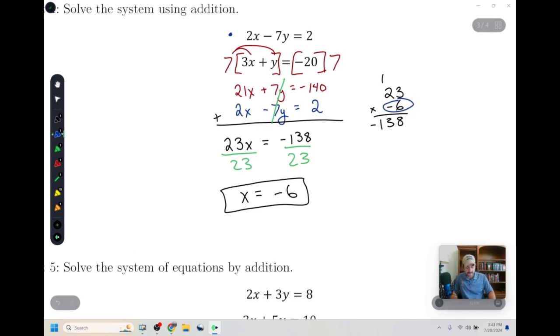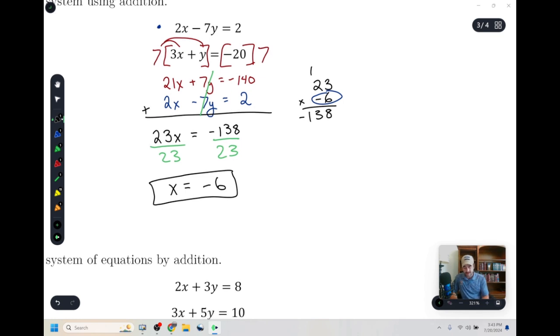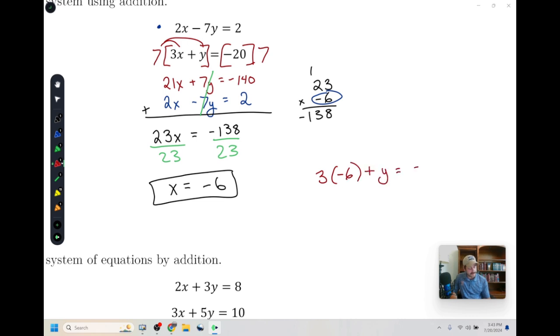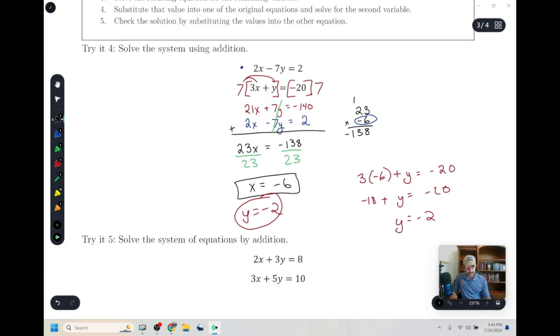All right, so now that we've got our x value, we can plug it into either of the two equations for our y value. I'm going to use the red one because it looks a little easier. So it's going to be 3 times negative 6 plus y equals negative 20, which means that y equals, move that 18 over, plus 18 plus 18, negative 2. So y equals negative 2. We've got ourselves a solution set of negative 6, comma, negative 2.